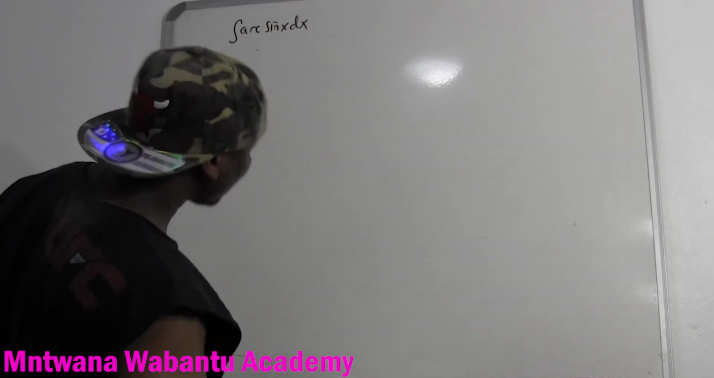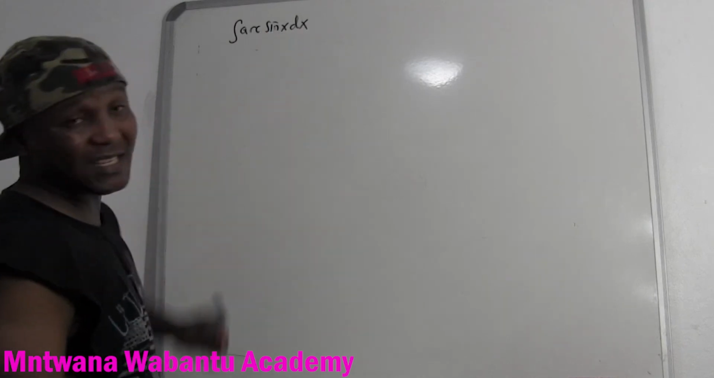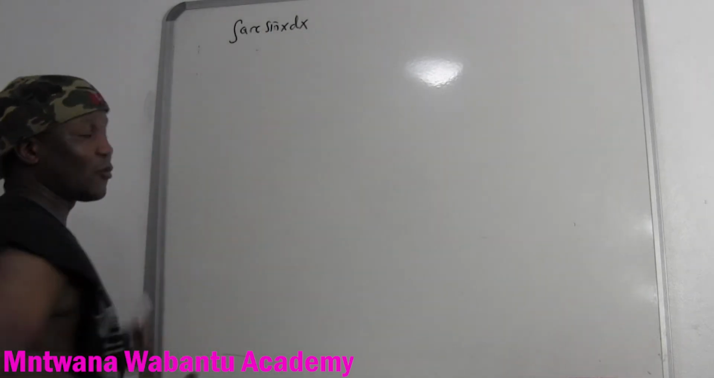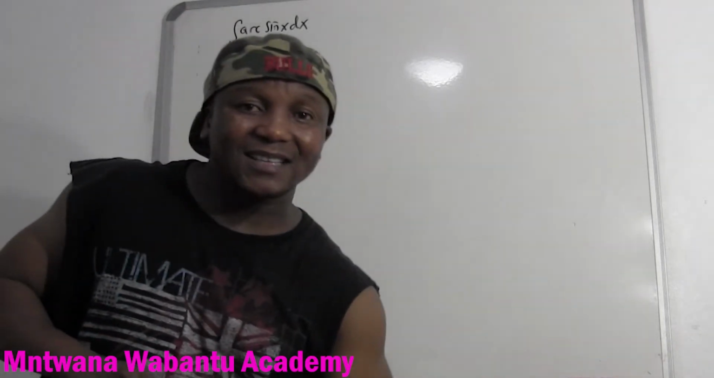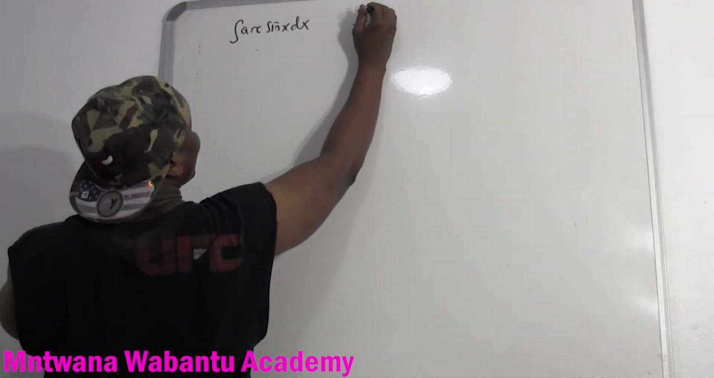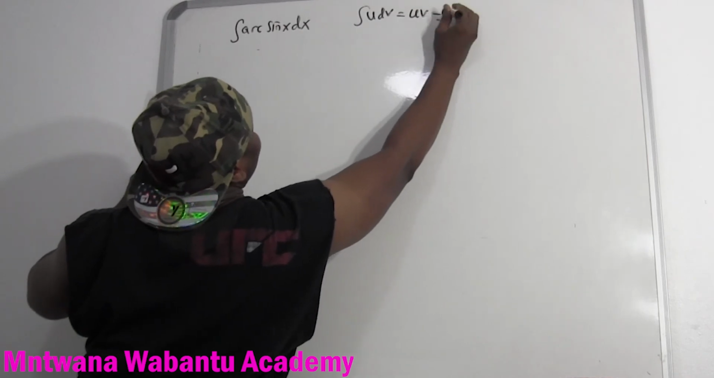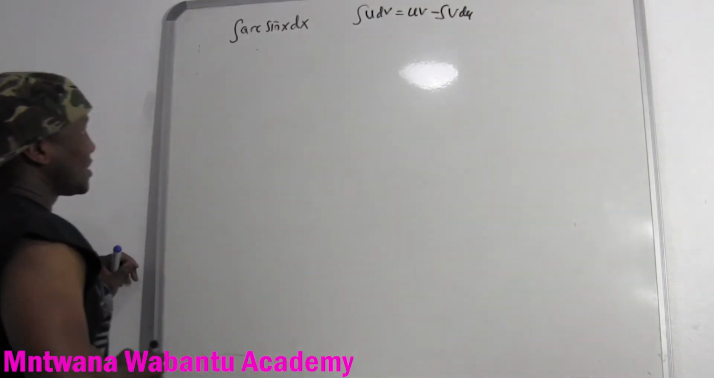What I'm going to do for most cases, whenever they give you this, is differentiate this. Whenever you have arc sine, arc tan, arc cos, this is by parts. This is how we say integration by parts: integral u dv equals uv minus integral v du. So I'm going to do the same thing here.